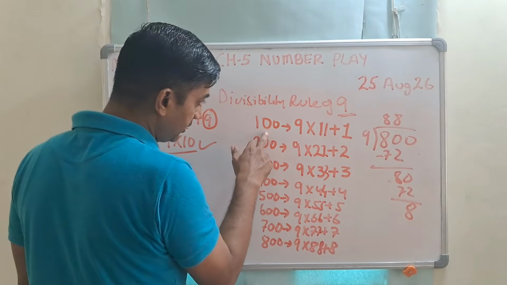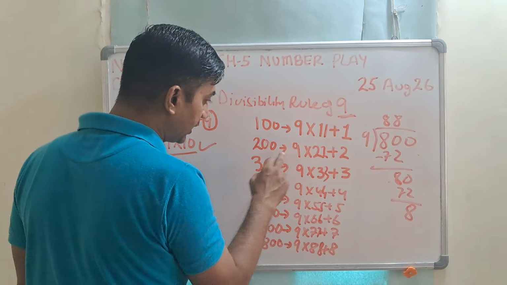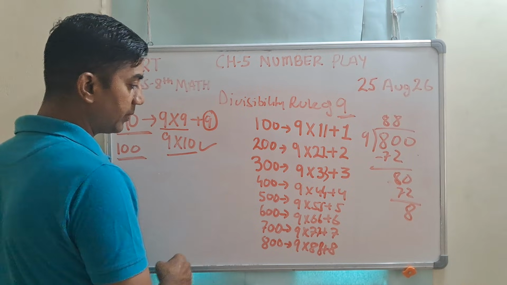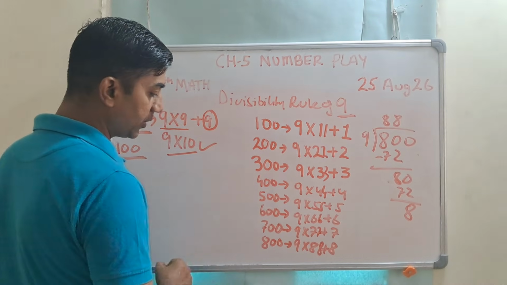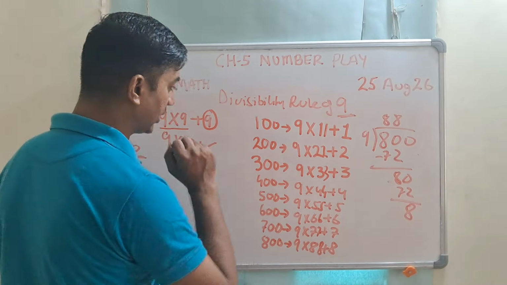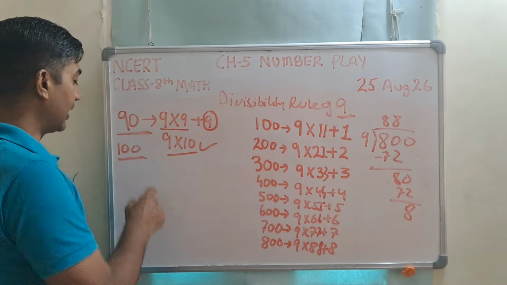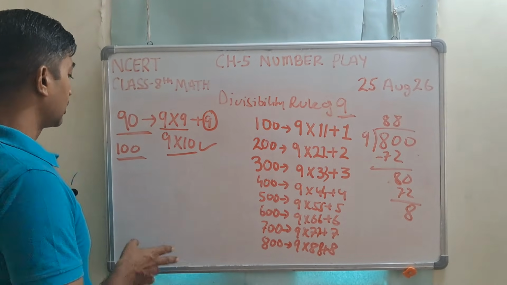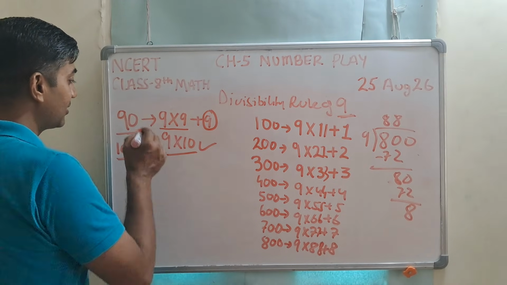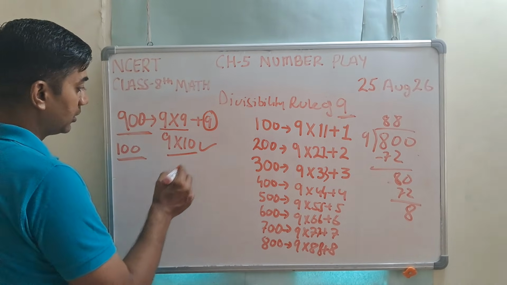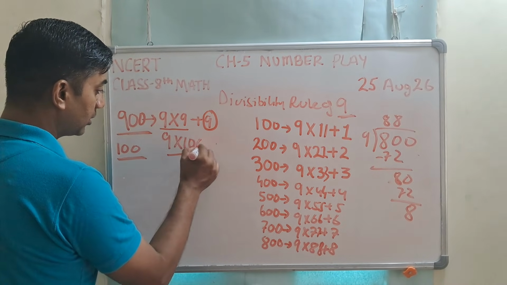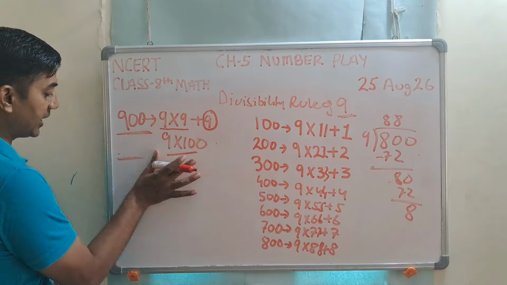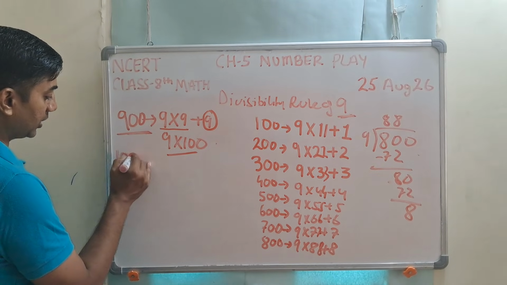That 100 is also giving you one remainder, 200 is also giving you two remainder, 300 is giving you three remainder, 400 is giving you four remainder, likewise 800 is giving you eight remainder. Understood? And 900 is a case of complete divisibility by 9. So if we check this by 100, then what result do we get? 9 multiplied by 100. So after 900 what do we get? After 900 we get 1000.